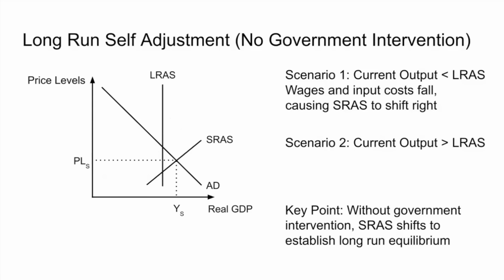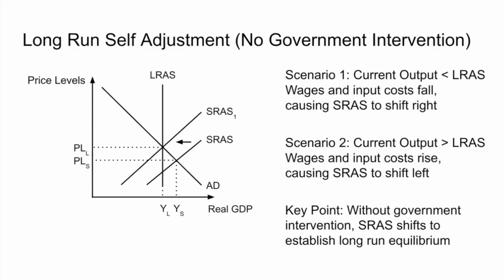On the other hand, if the current output is greater than long-run aggregate supply, then the economy is overheating and people are working too many hours, so they will demand higher wages and work for fewer hours total, causing short-run aggregate supply to shift left until we reach the long-run equilibrium.